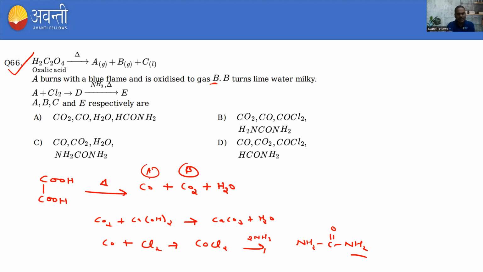So here we get to know what is A, what is B, what is C, and what is D. So A क्या है भाई? A फटाफट बताओ. A is CO, right? So which option is correct? First of all, the C option. That is A is CO, B is CO2, and C is H2O. So this is C. Now, again, D is NH2CONH2, that is urea.